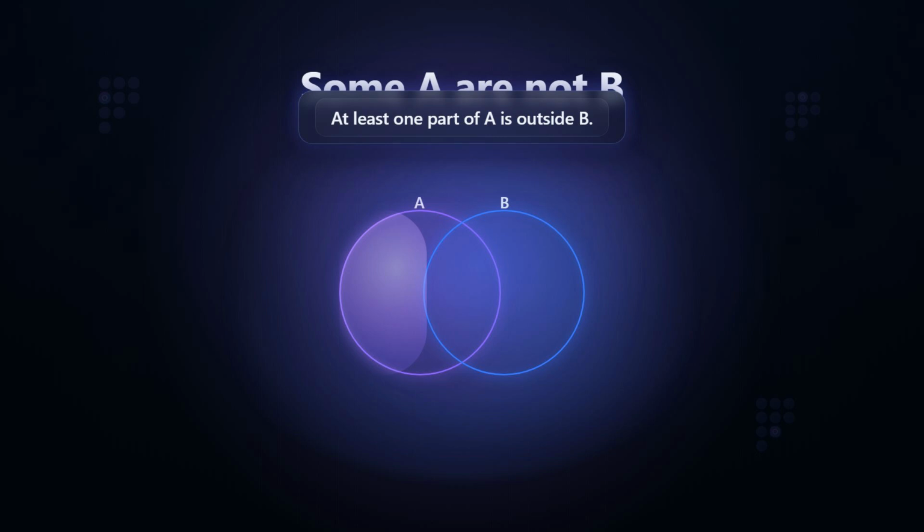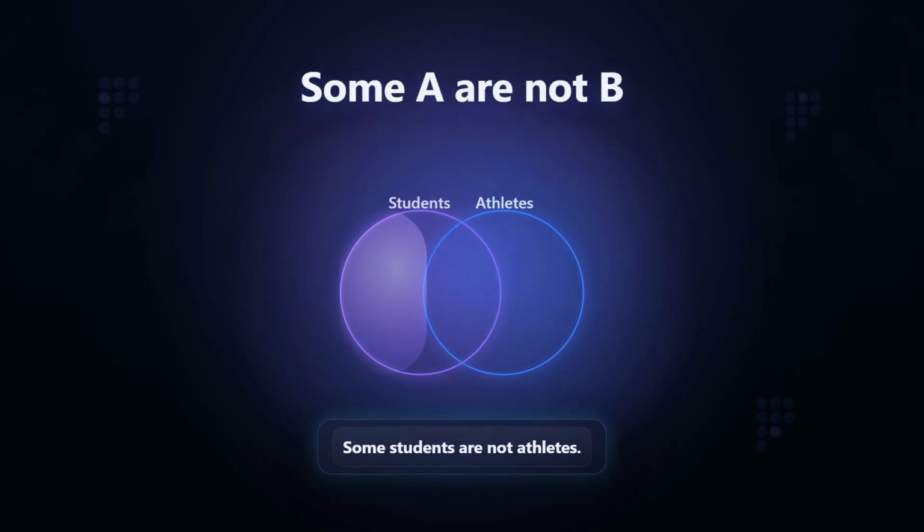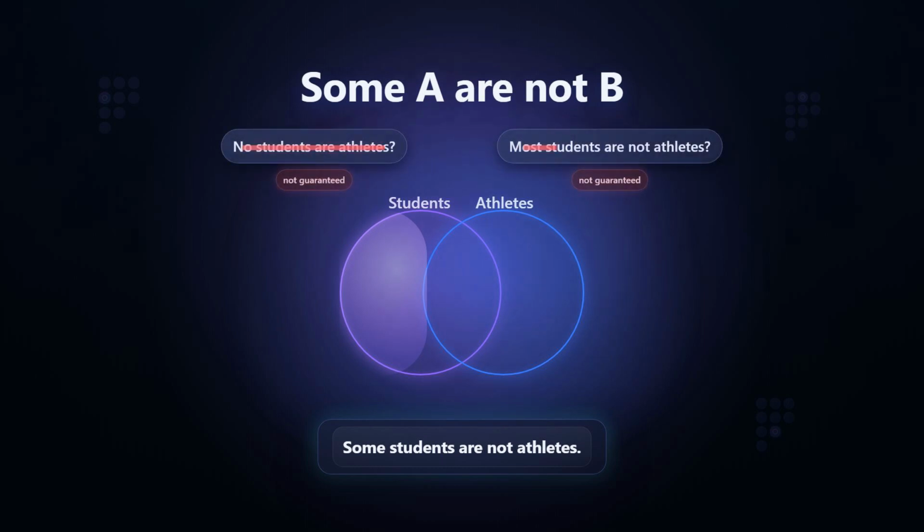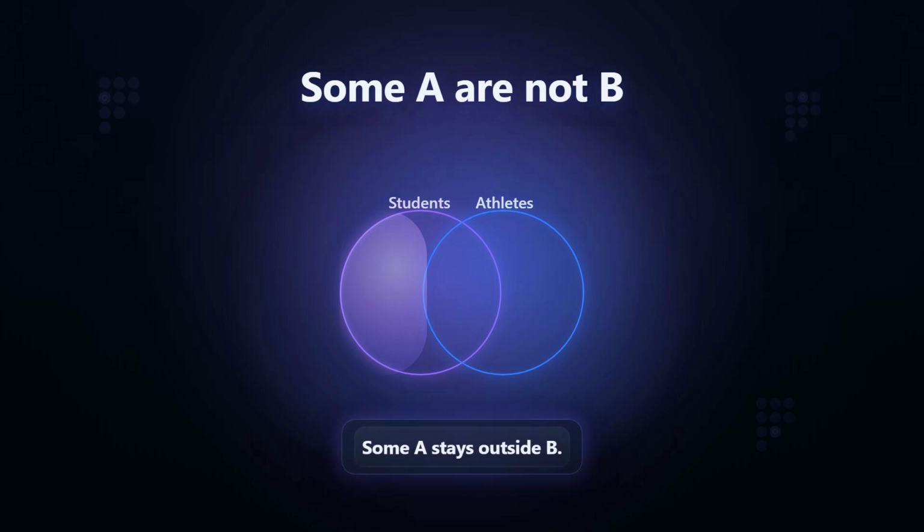Now, let's flip the idea slightly. Some A are not B means at least one part of A stays outside of B. For example, some students are not athletes. This does not mean no students are athletes, and it does not mean most students are not athletes. It only confirms one thing, some part of A is outside B.